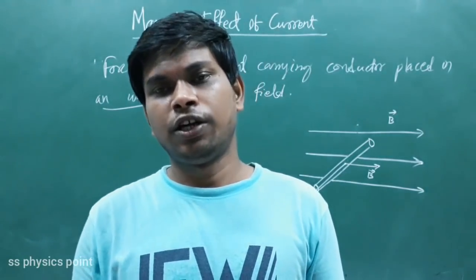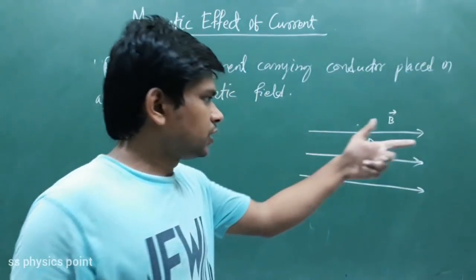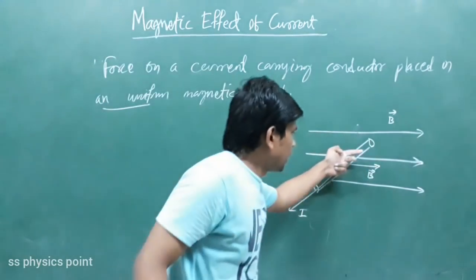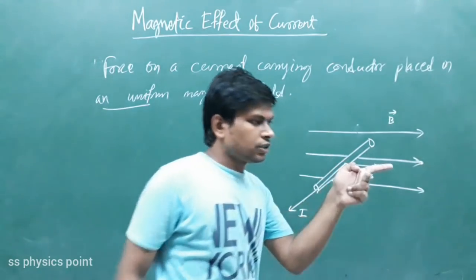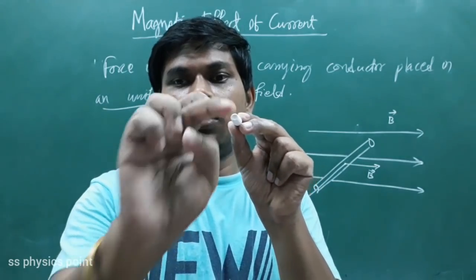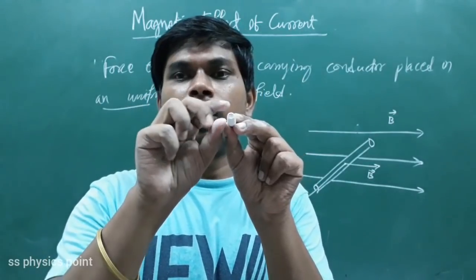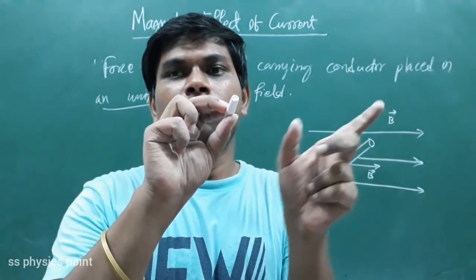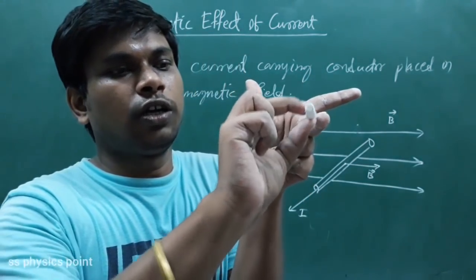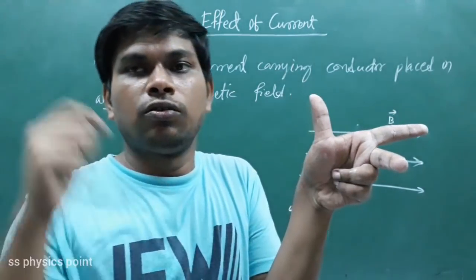You can find the direction using Fleming's left hand rule. Magnetic field is in this direction and the current is outward. The conductor is inward to the plane of paper, and the current is flowing outward. The current is coming outward, the magnetic field is here, then where will be the force? Just use your finger: the direction of current is outward, the magnetic field is towards this side, so the force will be towards the offside.